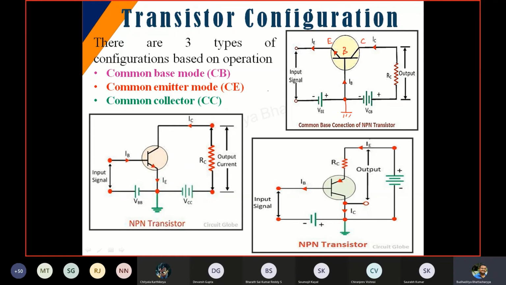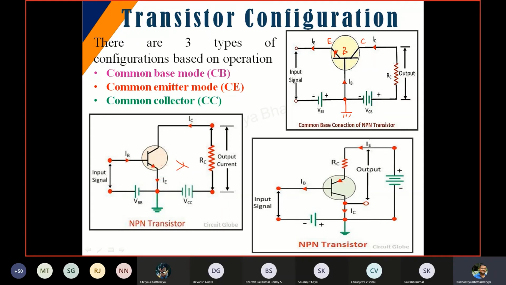And remember, I just want to recollect once again that this is an NPN transistor. Why? Because the arrow in the emitter is actually going upward. It's going outside, like it is going away from the screen. Okay, so that's why it is an NPN transistor. As I said, PNP could have also been used, but we will not use that.